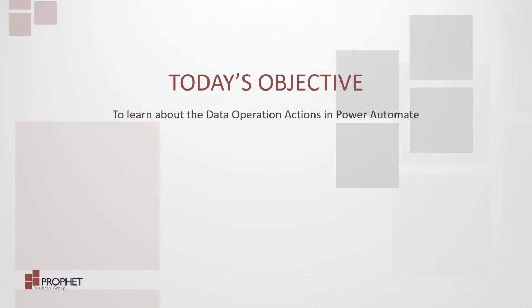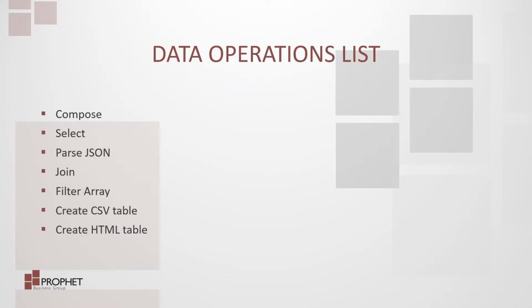To learn about data operation actions in Power Automate. Here's a list of the data operations that are available in Power Automate: the compose action, the select action, parse JSON action, join action, filter array action, create CSV table action, and create HTML table. I will now go into reviewing each one of these data operations in a detailed demo.